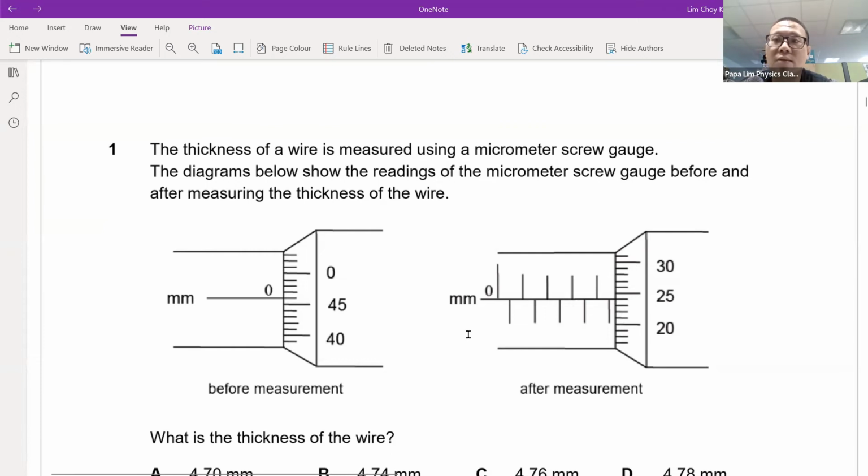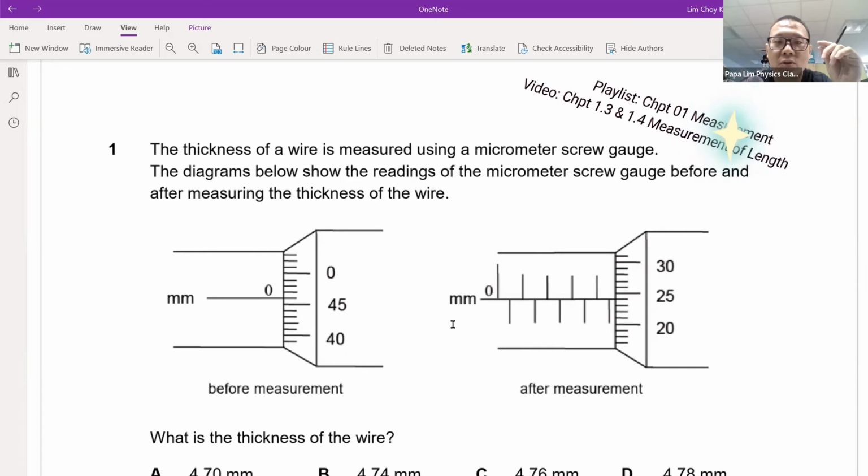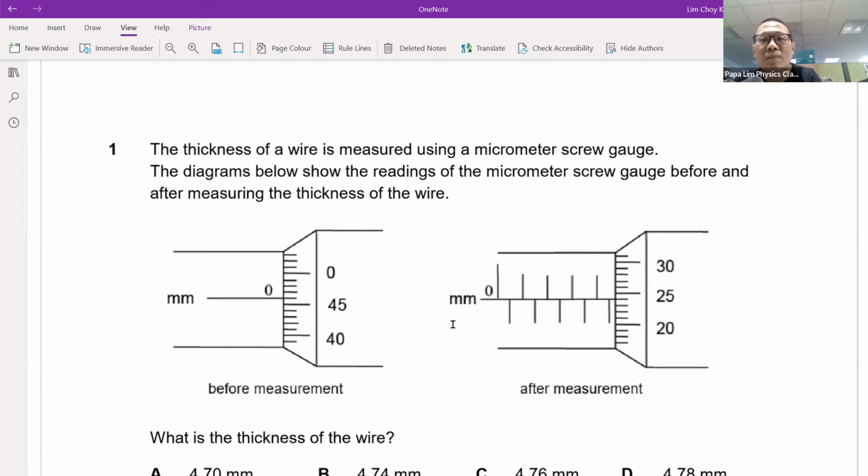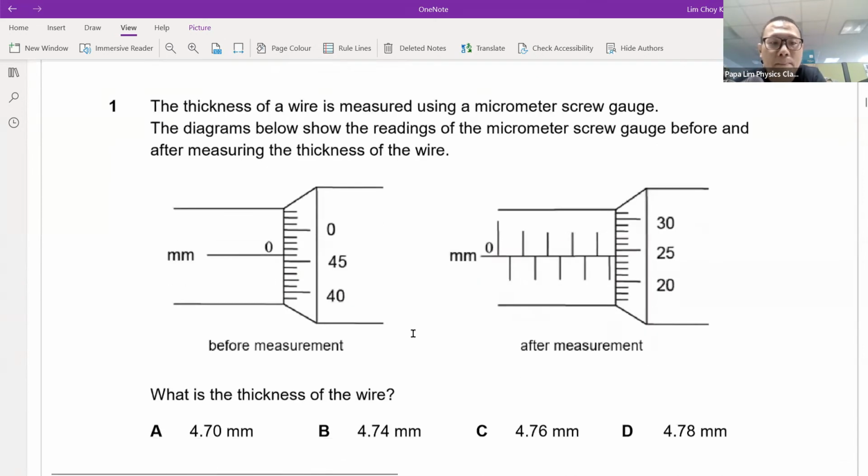If you need a refresher on using a micrometer screw gauge or looking at zero errors, you can look at my video on the micrometer screw gauge and vernier caliper. I have a short video on how to use these two instruments in your chapter 1. Feel free to double check or revise this concept.